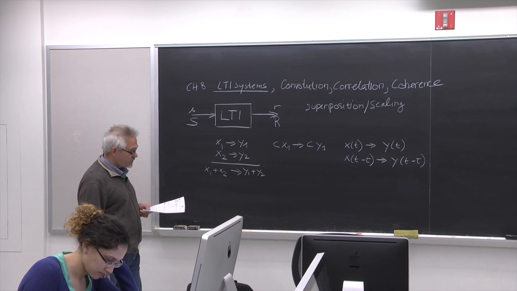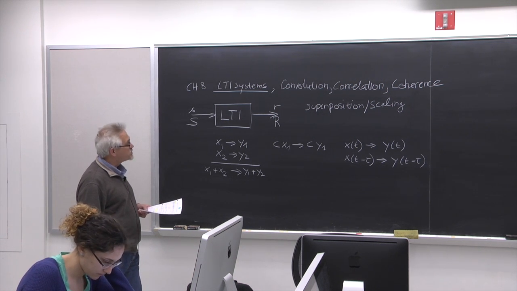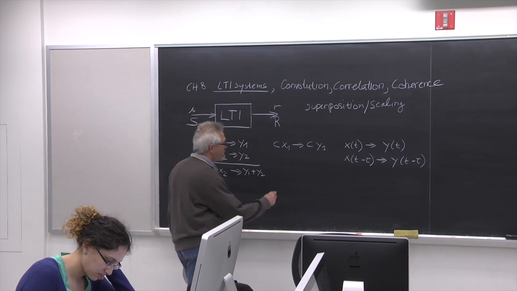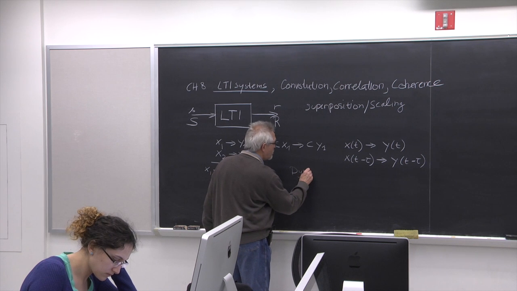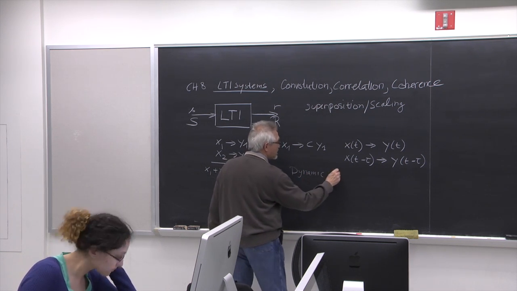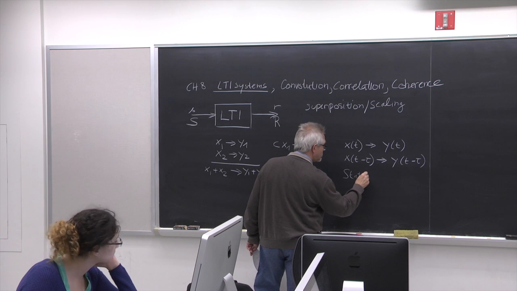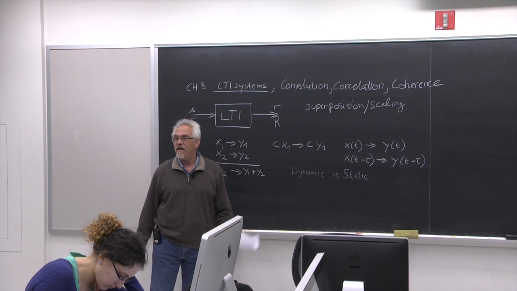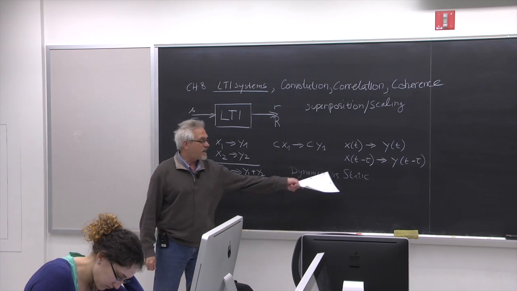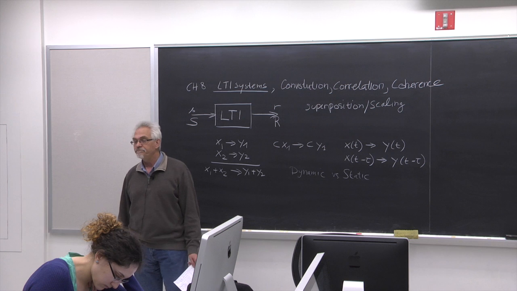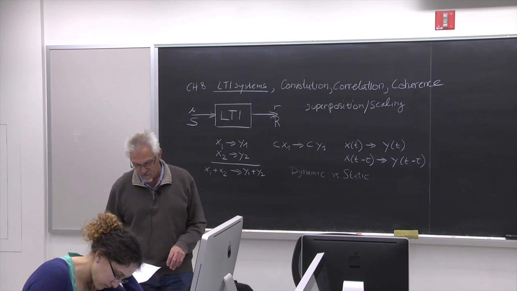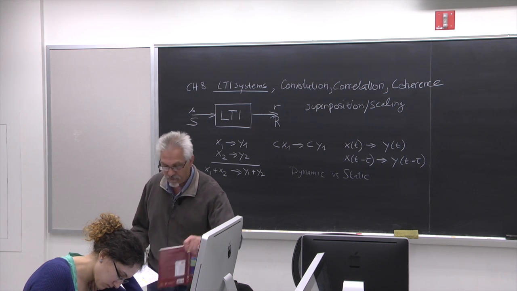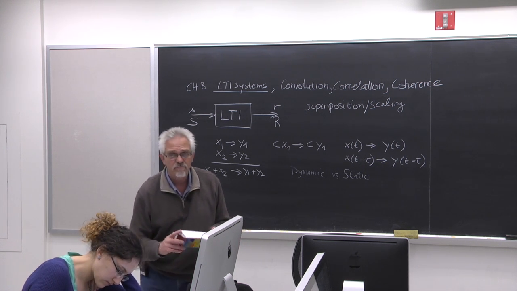Another thing is you have different types of systems even within the LTI systems. You have, for instance, dynamic and static systems. That means that a dynamic system has some memory, whereas a static system does not. I'm not going to go into the detail here, but in the book I give you an example in figure 8.2.